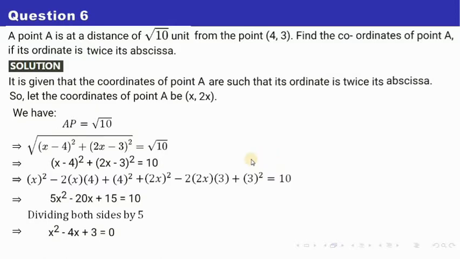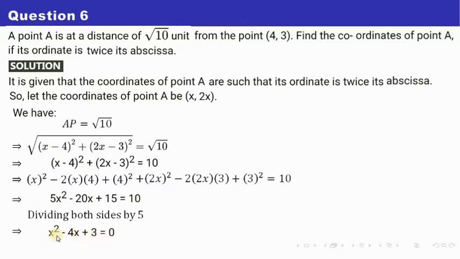So 25 minus 10 is how much? It is 15, right? So keep it as 15 itself and make it 0. Okay, so this one is not there. So when you divide both sides by 5, 5 and 5 get cancelled, so only x square is left. So 20 divided by 5 is 4, right? And 15 divided by 5 is 3. And here you have got 0, so 0 divided by 5 remains 0.